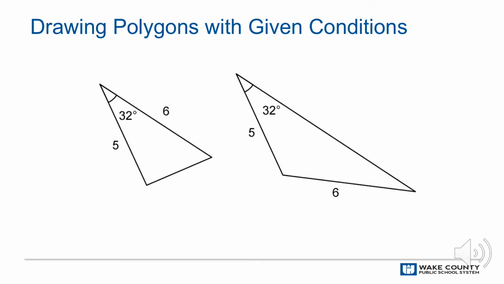Students will be drawing shapes based on descriptions. Sometimes we can draw more than one kind of triangle with the given information. For example, sides measuring 5 units and 6 units, and an angle measuring 32 degrees could describe two triangles that are non-identical copies of each other.